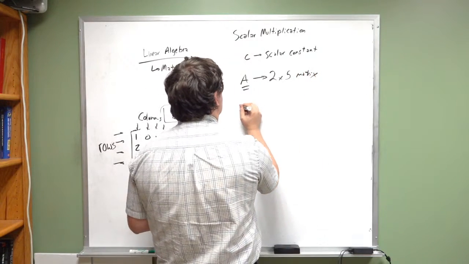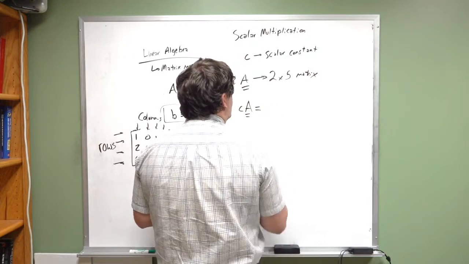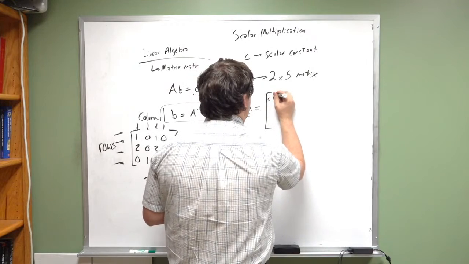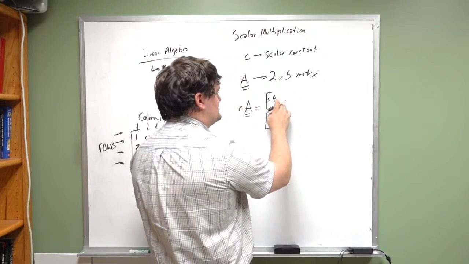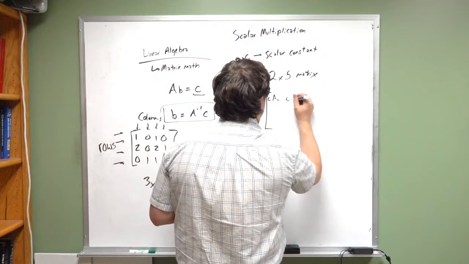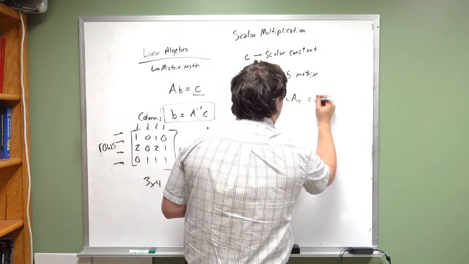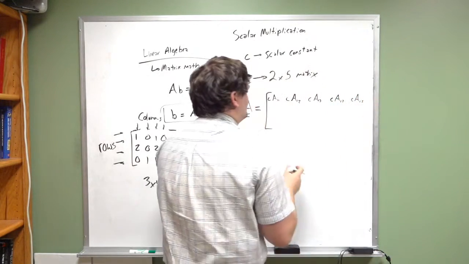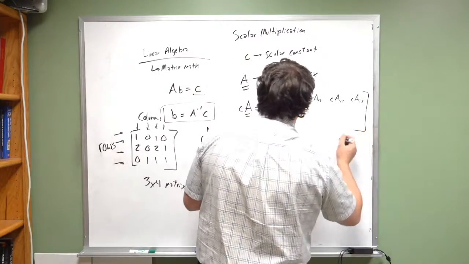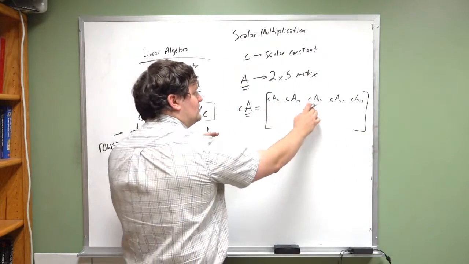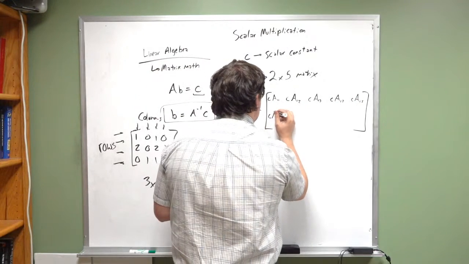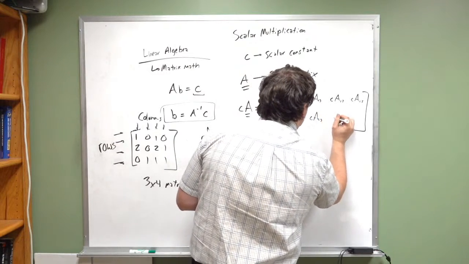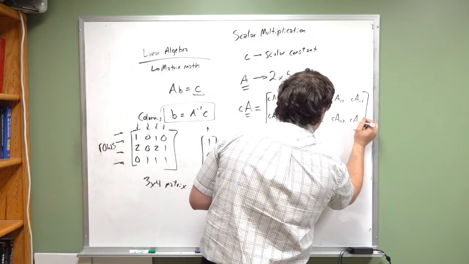Okay, then CA is going to be equal to C times A11, which is the first row, first column, C times A12, C times A13, C times A14, C times A15. That's really how it works. You multiply this scalar value by every single component in here. So this becomes C times A21, C A22, C A23, C times A24, and C times A25.